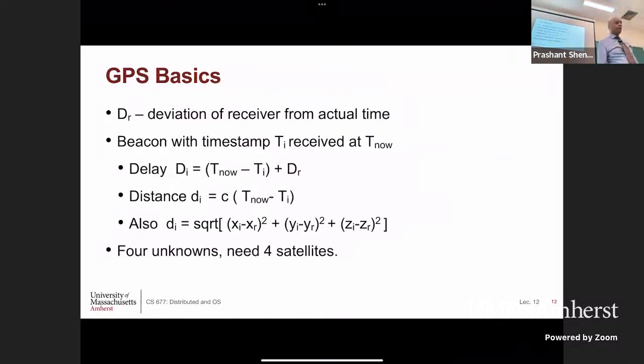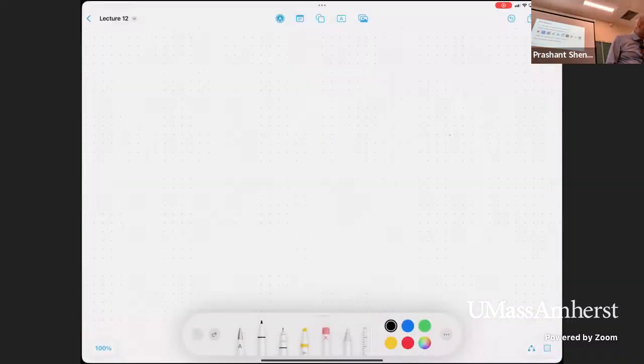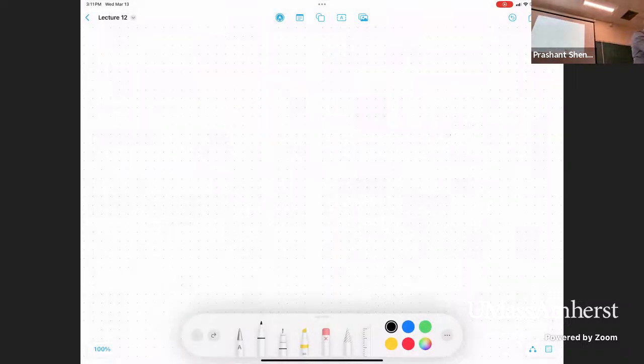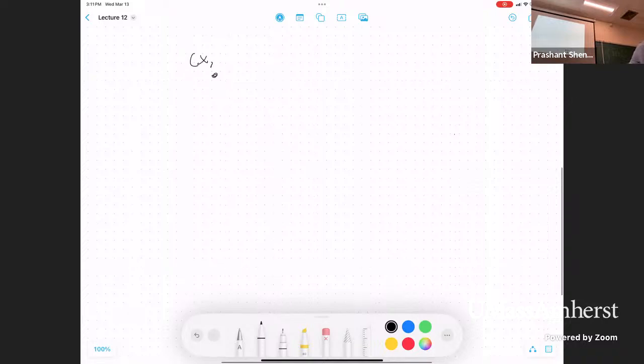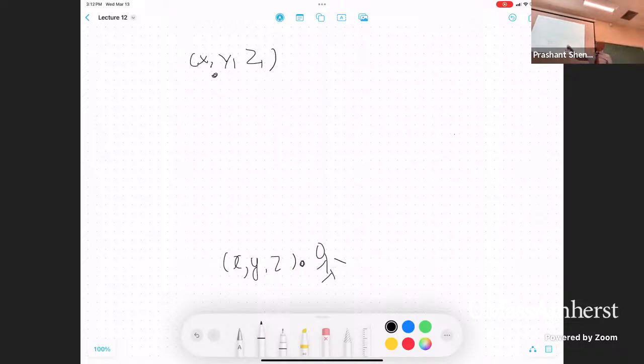So we will assume the following. Maybe I need to draw a picture for this, and then we'll go back to equations. So let's do this. Here, that's satellite 1, x1, y1, z1. Here is our user, who's trying to find their location, x, y, z, unknown. Okay, x, y, z is unknown. The satellite is at a known location in the sky.